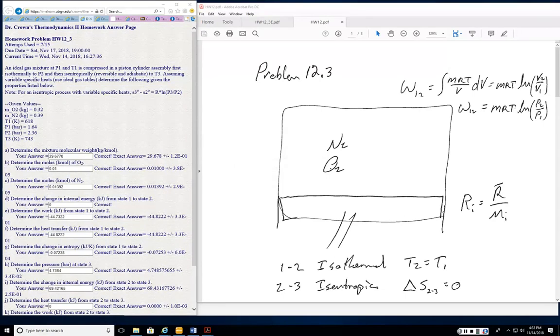Okay, let's take a look at homework 12.3. In this case, I've got a piston cylinder assembly with oxygen and nitrogen starting out at 618 degrees, and then I'm compressing it isothermally to P2, which is 2.36 bar, and then finally I compress it isentropically to T3. And I'm assuming variable specific heats, meaning I need to use the ideal gas tables and mass to determine the following properties.